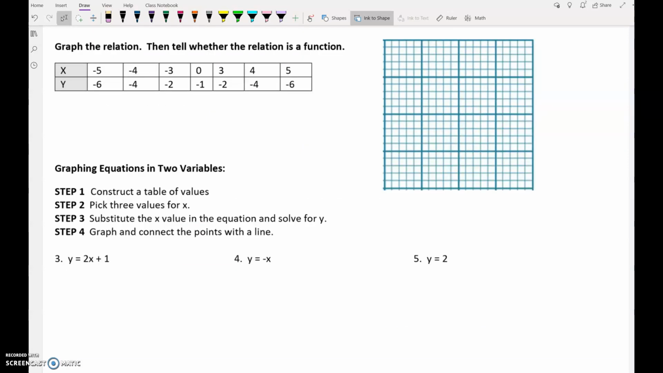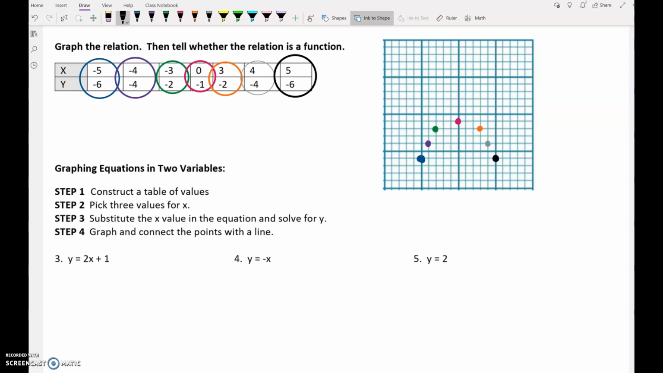Take a moment and graph this relation on your own. I'm basically just trying to show you all of the different ways that you might see relations. So we've seen mapping diagrams. We've seen a list of ordered pairs. Now this is a table of values. Plot these points on the graph.